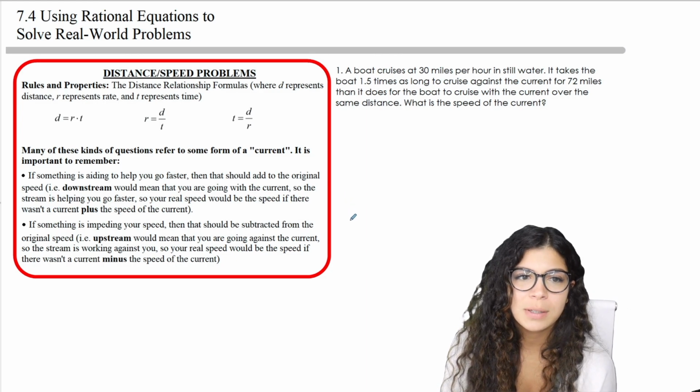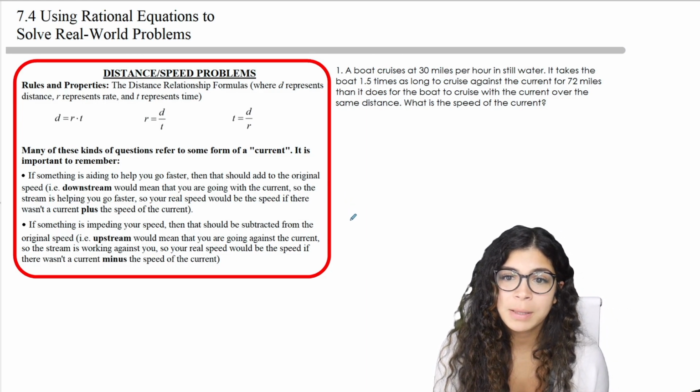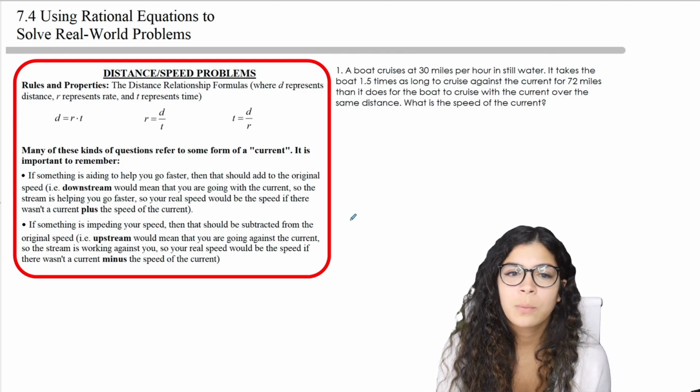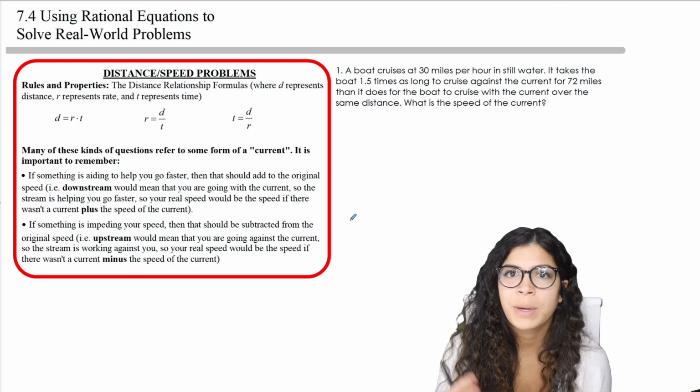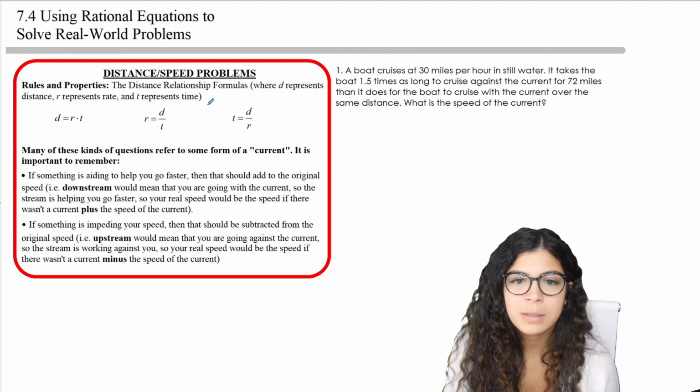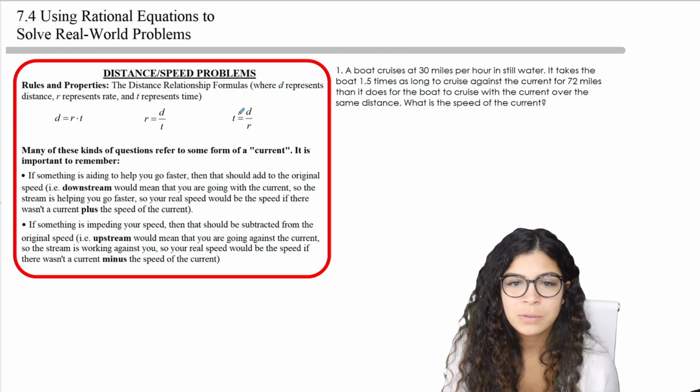In this video, we're going to cover real-world problems that require rational equations in order to solve them. And these specific ones are distance, rate, time type problems. So first we need to cover the distance relationship formulas. D in all these formulas represents distance, R is rate, and T is time.